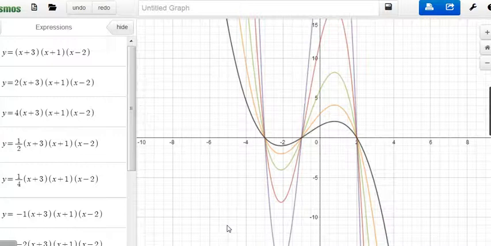The vertical stretch of the graph changes. Right? So our minimums and maximums get bigger or smaller based upon the leading coefficient, right? Okay. So 4 times that is bigger than 1/4 of that.